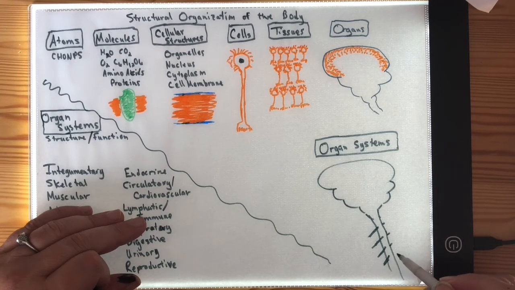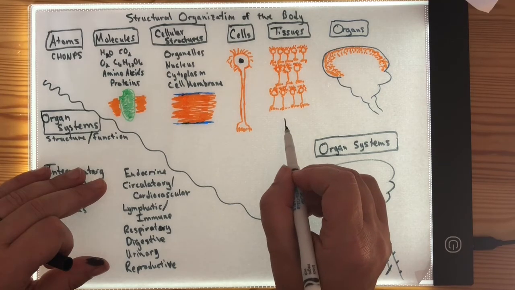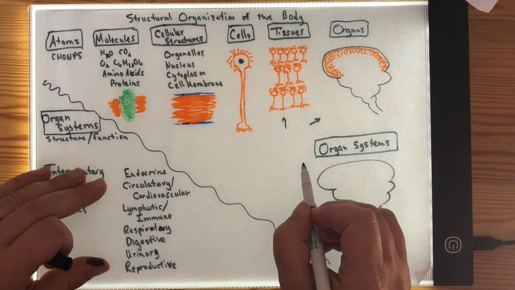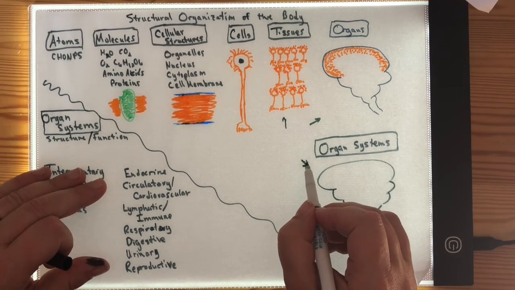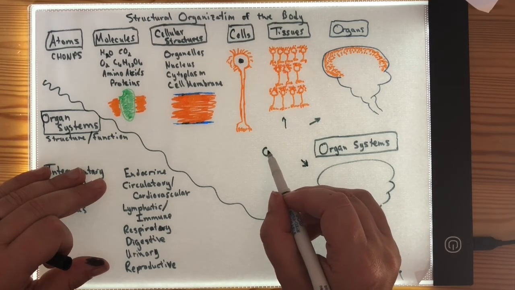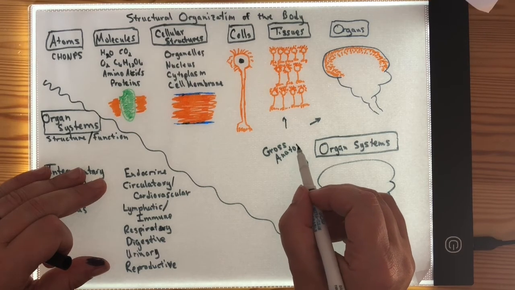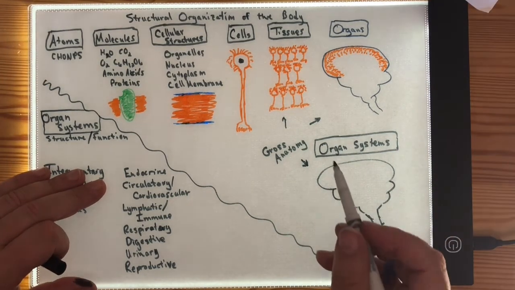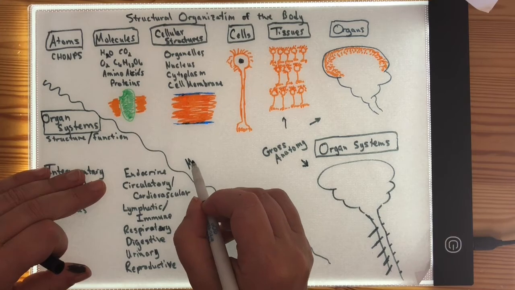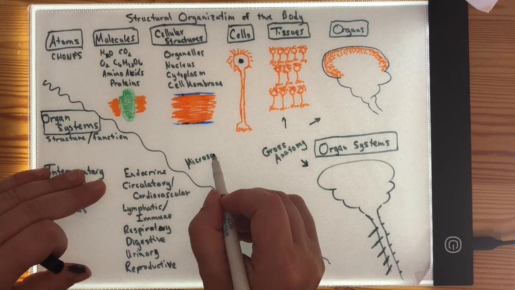So these 3 structures, tissues, organs, and organ systems, would be comprising what we call gross anatomy, which is where these are structures we can see with the naked eye. Pretty much everything smaller than this, including cells, cellular structures, molecules, and of course atoms, would be considered microscopic anatomy, structures too small to be seen with the naked eye.